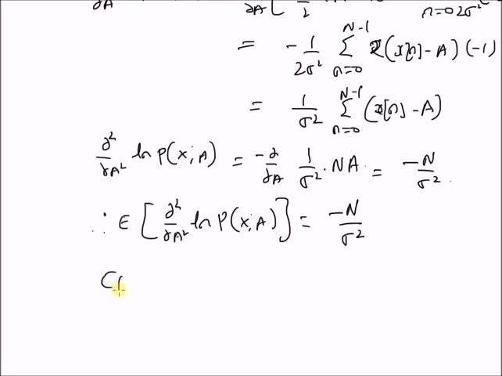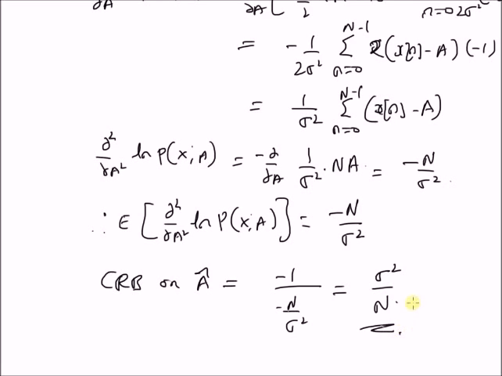Therefore, the CRB of the estimator A hat is equal to minus 1 by minus N by sigma squared, which is equal to sigma squared divided by N. So this is the CRB on the estimator A hat. So thus, given N observations that are independent of each other and follow a normal distribution with mean A and variance sigma squared, the variance of the estimator of the mean A is bounded by sigma squared by N.